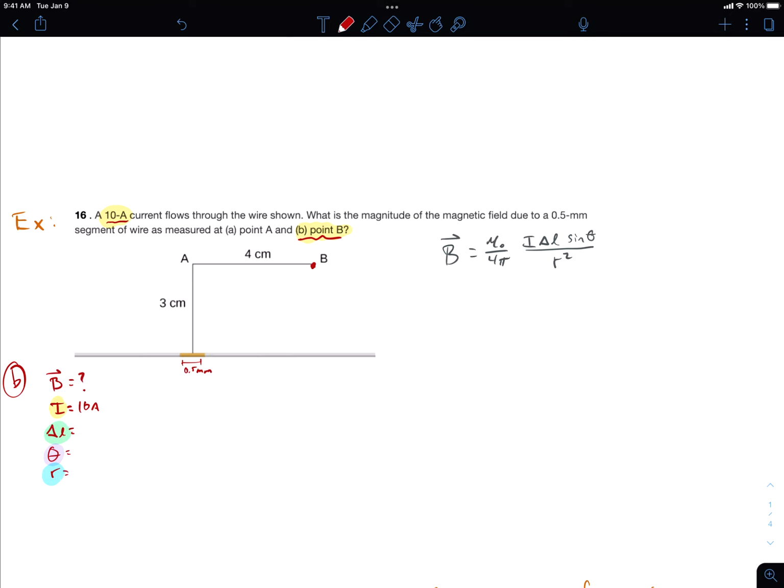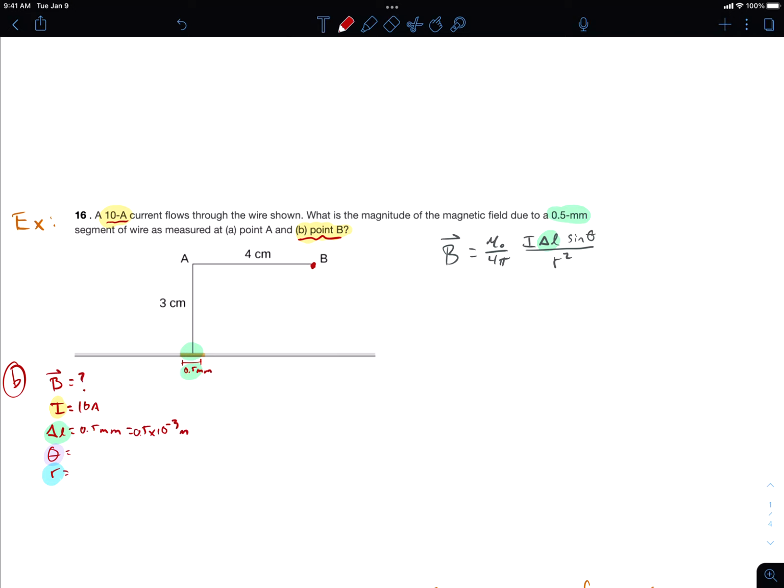So we can go ahead and set this up. There'll be a few steps for us to take. The first one is going to be finding delta L. So let's go ahead and find delta L in our formula. We know what I is. Delta L, remember, should be this point right here, which is 0.5 millimeters. Remember to convert this when you use it in your problems. So this is going to be 0.5 millimeters, which is 0.5 times 10 to the minus 3 meters, right? Okay, so we have this now.